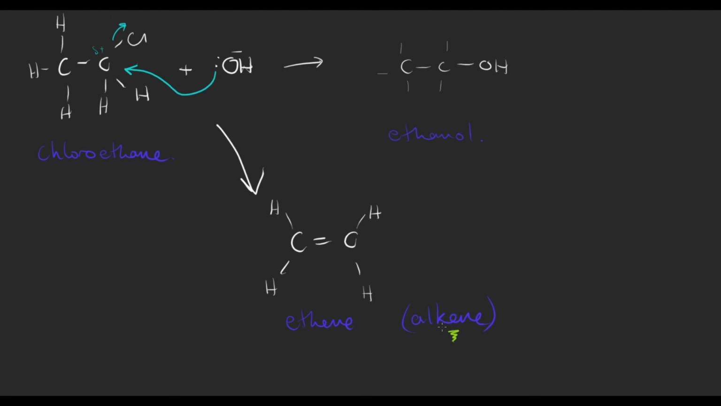And what an alkene means is it has this double bond here. So an alkene is another homologous series, and it has a double bond in it. But other than that, it's just a hydrocarbon, hydrogen and carbons, but with double bonds. And we sometimes call this unsaturated.